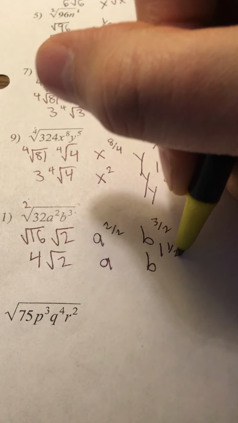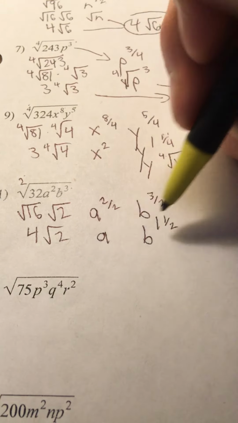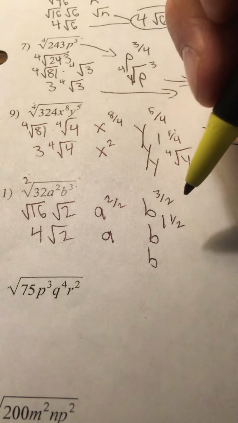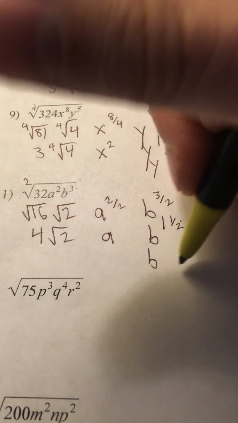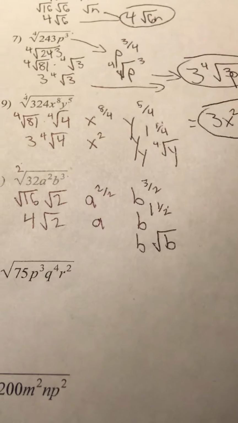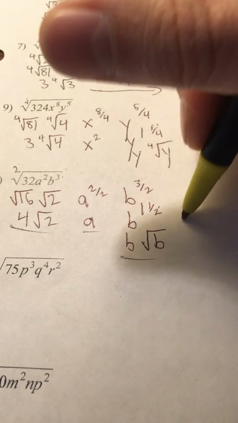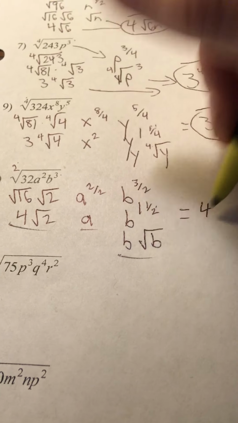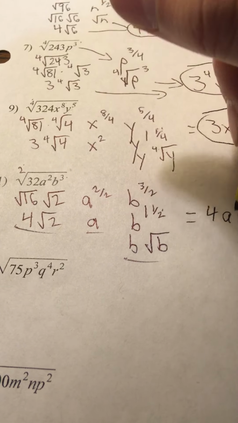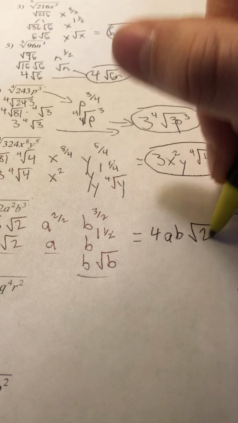1 1/2. So that means I'm going to have b to the 1, so just b outside the root, and then I'm going to have a square root of b to the 1 power. So now put the 3 parts of our answer together, and that's going to say 4a b square root of 2b.